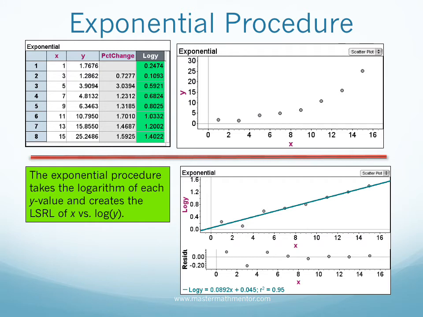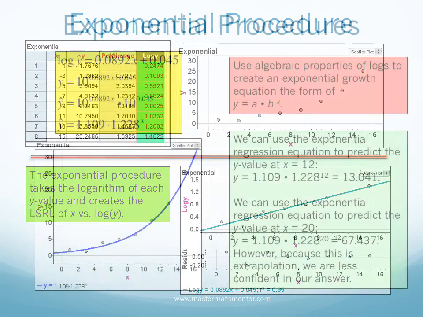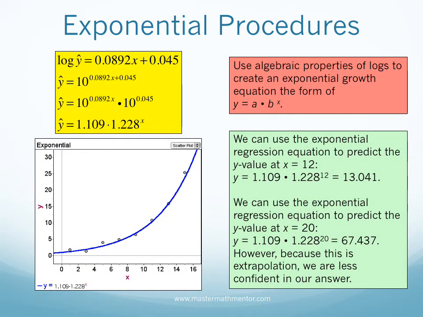We create the least squares regression line of x versus log y and get log y equals 0.089x plus 0.045. We have a least squares regression formula that is for x versus log y, not x versus y. So our least squares regression line equation is log y hat equals 0.0892x plus 0.045. To solve for y, we take the antilog of each side.